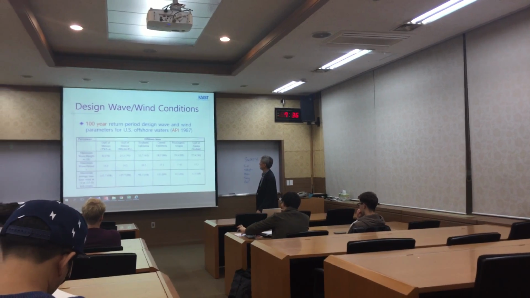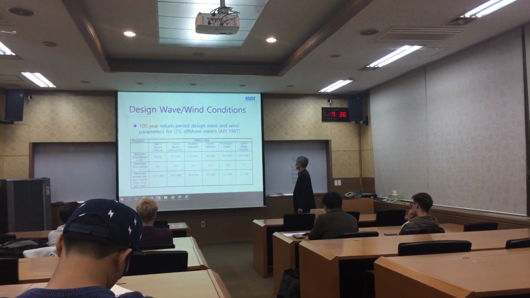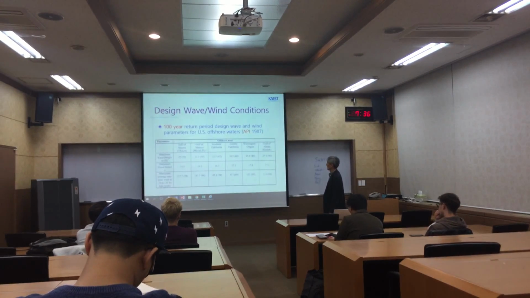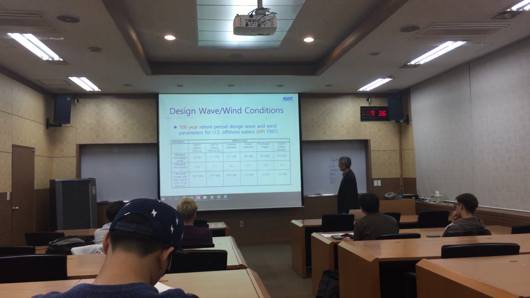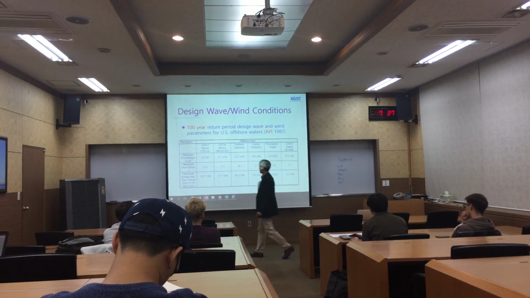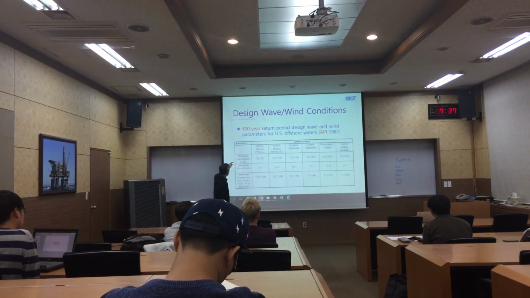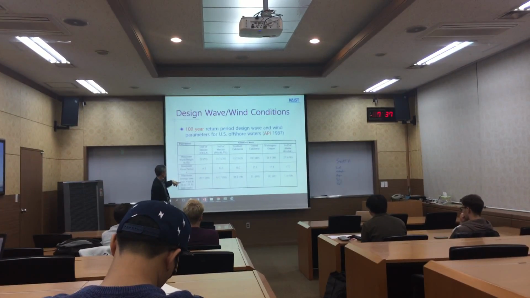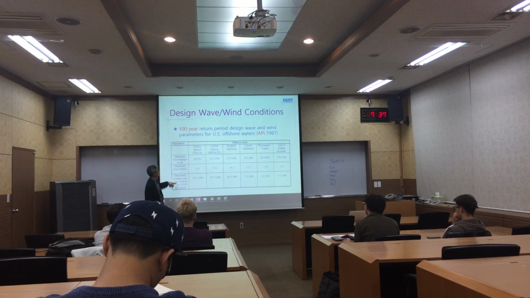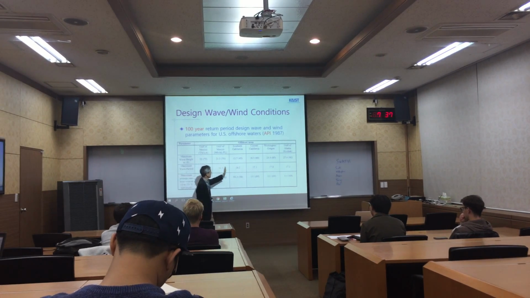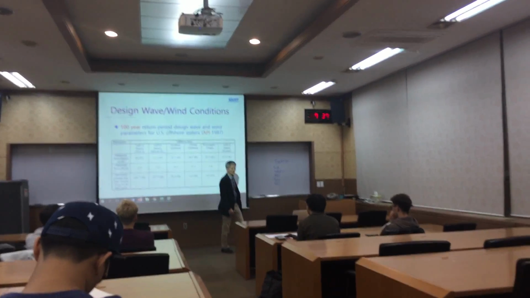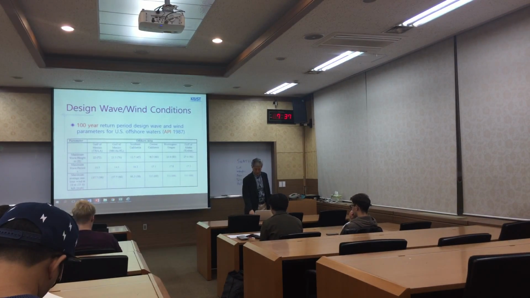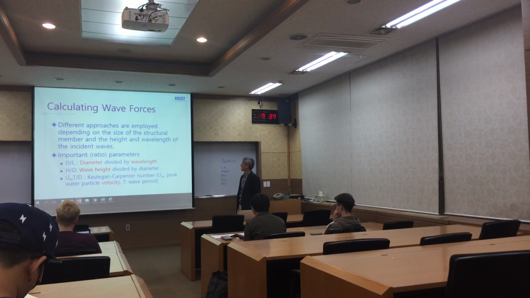When you use the 100 years worst case period, this is API, the American Petroleum Institute. They produced a kind of table. So for the Gulf of Mexico, 100 years, maximum wave height in feet, wave period, and 1 hour wind speed. This is wind speed. And each region: California, Oregon, Alaska. That can be used for your design, right? Wave forces, how can you calculate wave forces? Different approaches.